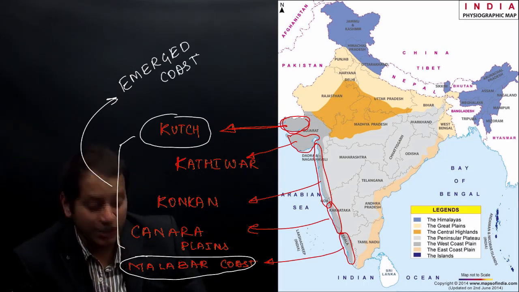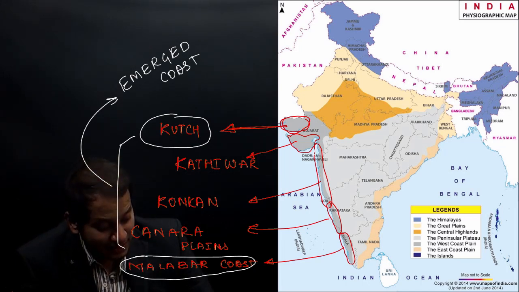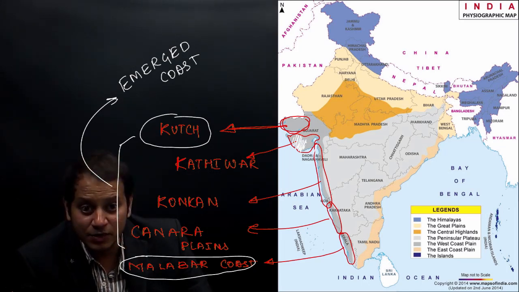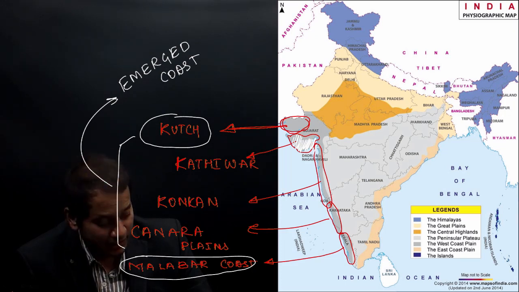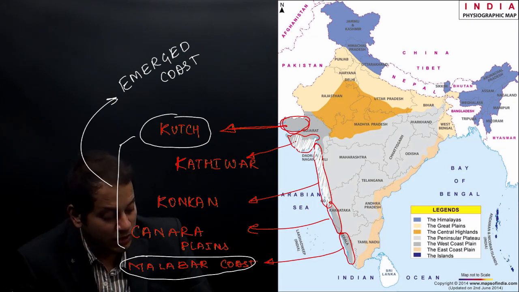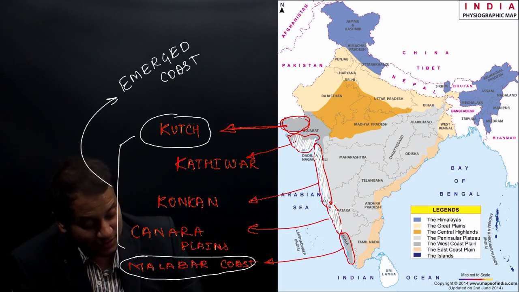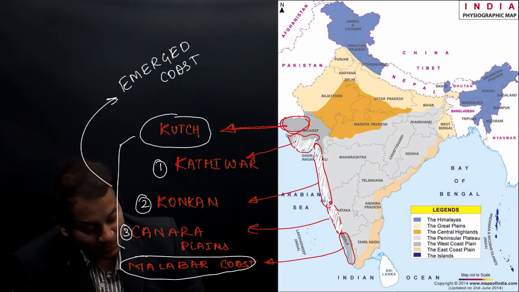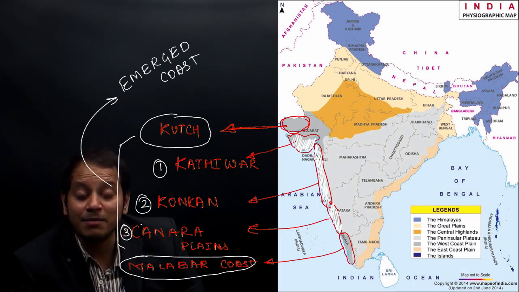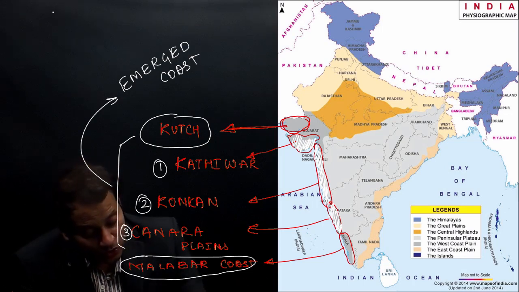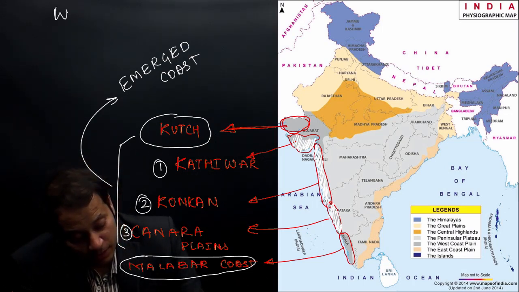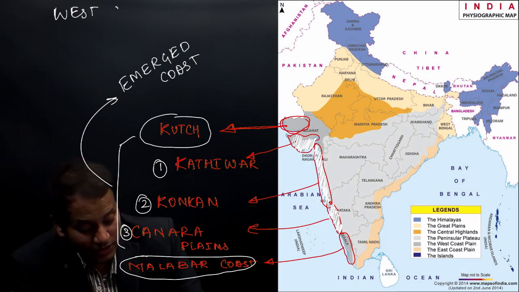While the majority of the west coastal plain, that is right from the Kathiawar region, you can see I am shading it with white color, to the entire Maharashtra and Goa, that is the Konkan coastline, to the Kannara coastline, the majority of the coast is an example of a submerged coastline. So which are submerged coastlines? One is the Kathiawar region, two is the Konkan region, and three is the Kannara plain. These are examples of a submerged coastline.